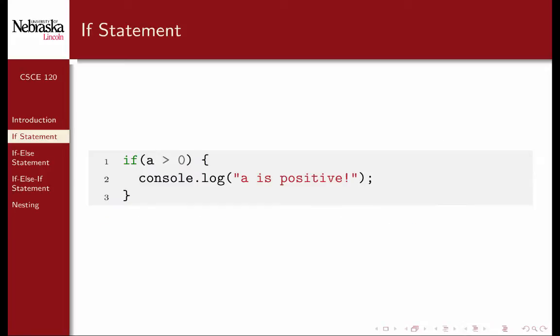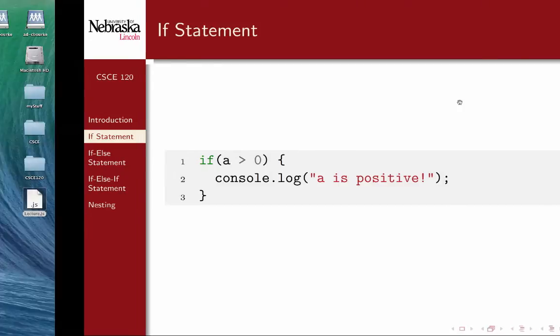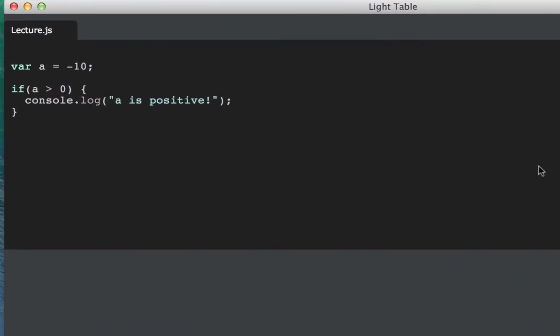Here's an example. Here, if the value stored in the variable a is greater than 0, in other words positive, we'll print to the console a message saying that a is positive. Let's see this in action. Here I've set up a variable and set it equal to a value of -10. a is strictly greater than 0 will evaluate to false, in which case this code will not execute and nothing will be printed to the console.